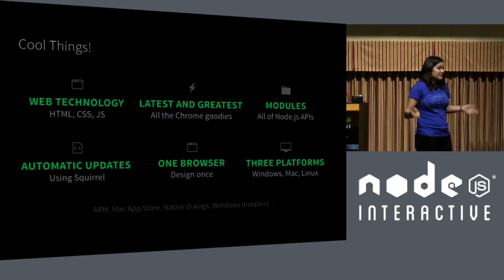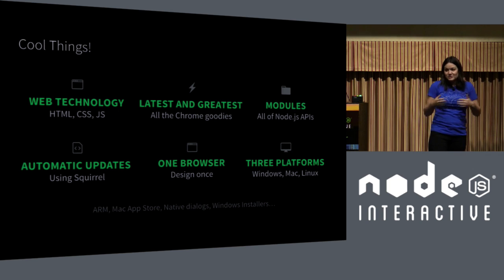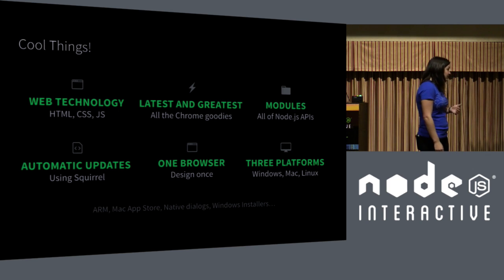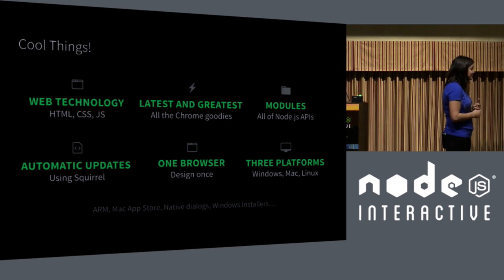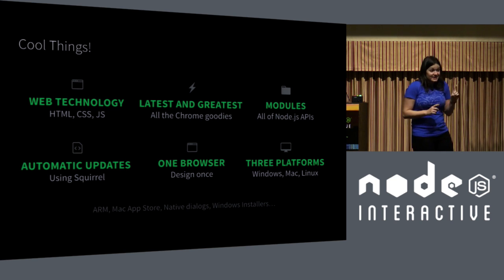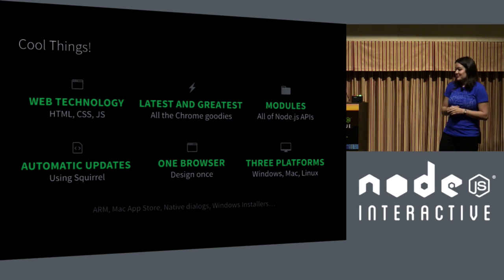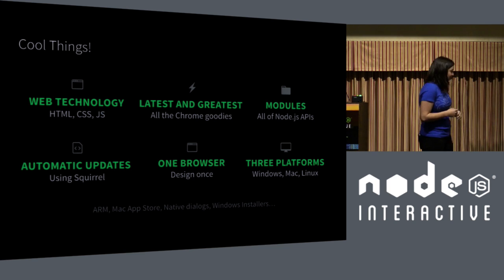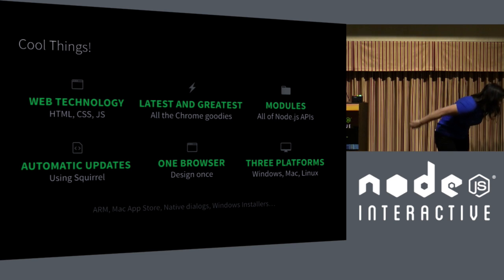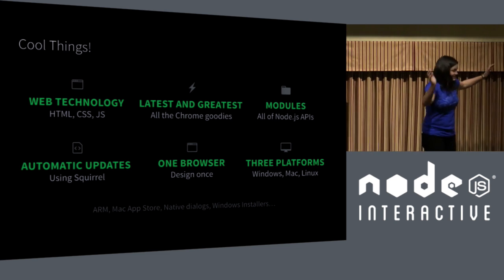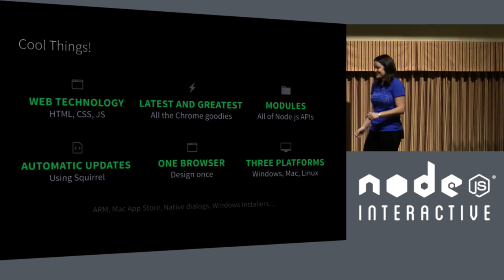You get all of the Node APIs, and then, of course, you can use all of the existing Node modules out there. There's automatic updates for Mac and Windows. You're designing only for one browser. It works on Windows, Linux, and Mac. Electron also has a build for ARM. So speaking of Internet of Things, if you want to build Electron apps on ARM devices, you can. It now is compatible with the Mac App Store. Native dialogues, Windows installers, there's lots of cool stuff.